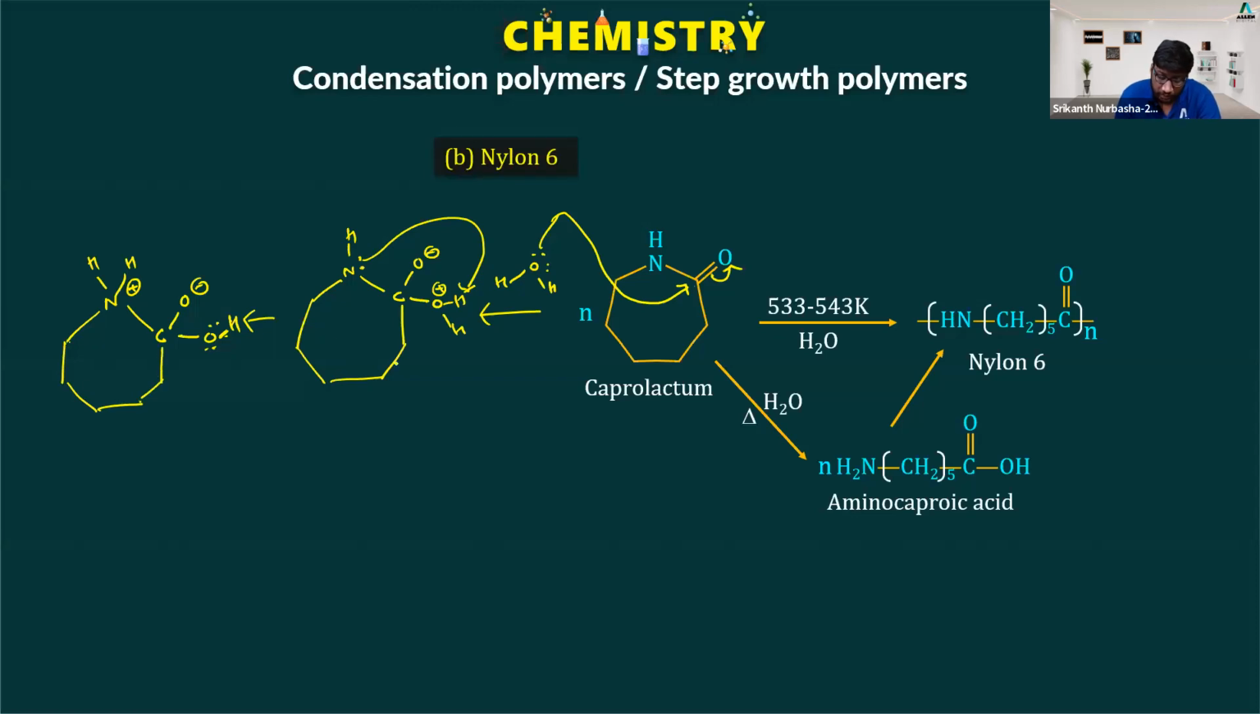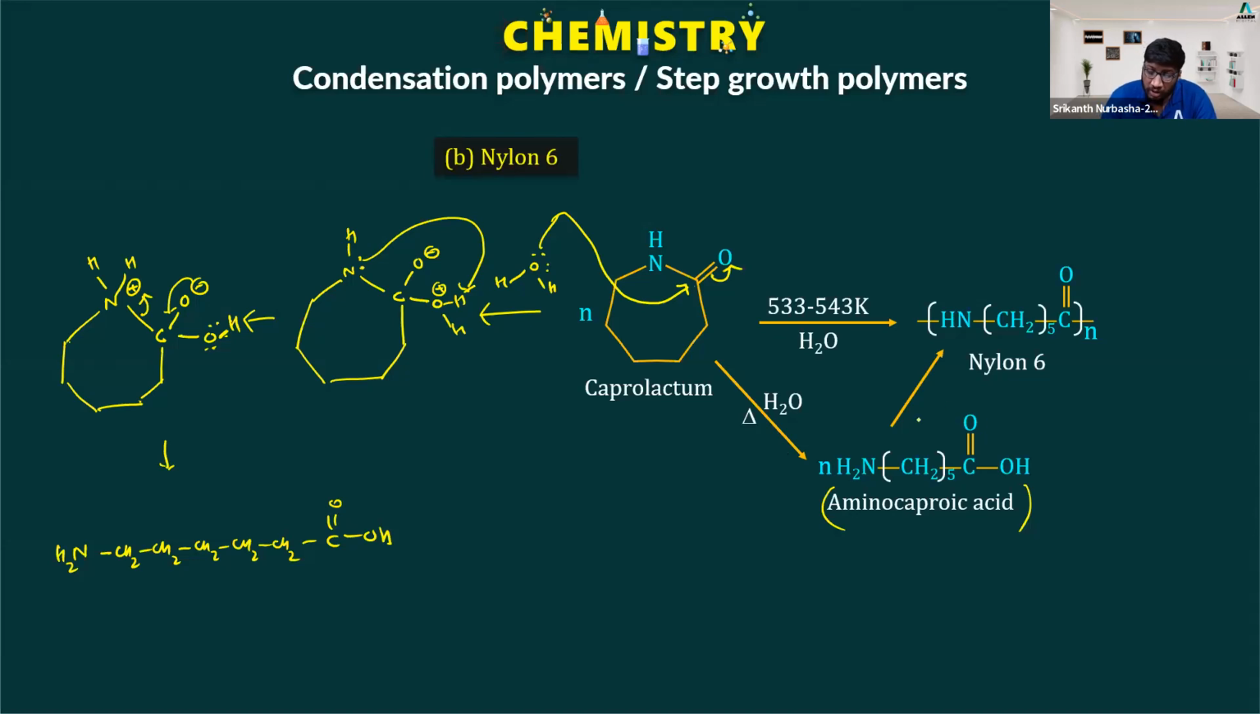Right. And now what happens? The negative charge on oxygen comes into the carbon, and the carbon-nitrogen electron density will be given to nitrogen to regain the positive charge. You will have NH2, CH2, CH2, CH2, CH2, CH2, C double bond OH. So this is nothing but amino caproic acid. Whenever you heat caprolactam in the presence of water, you will generate amino caproic acid.